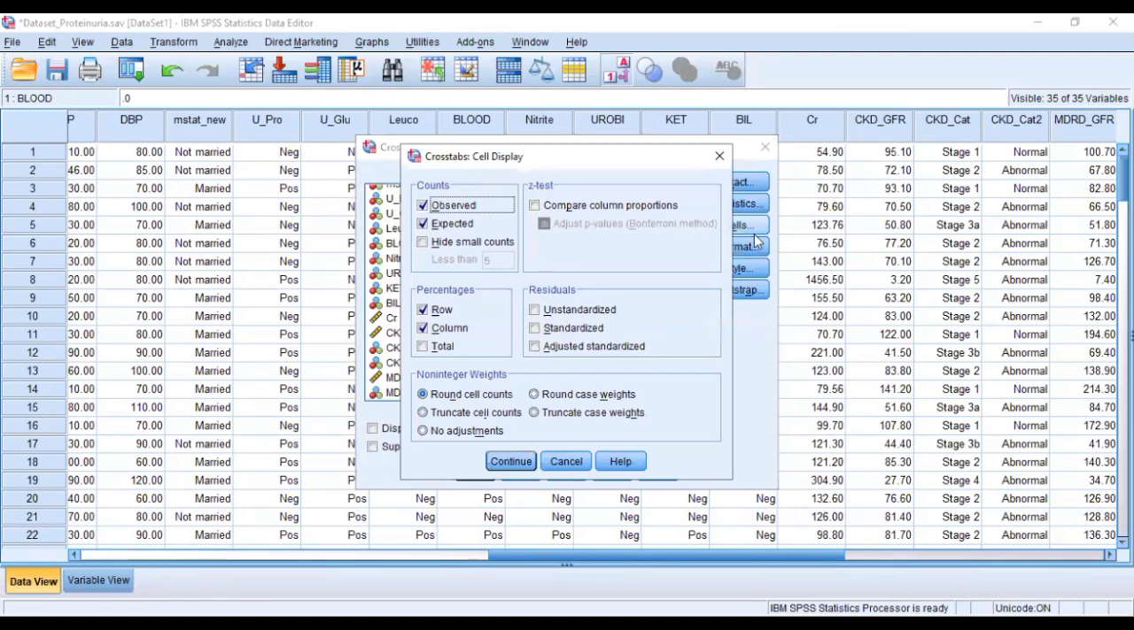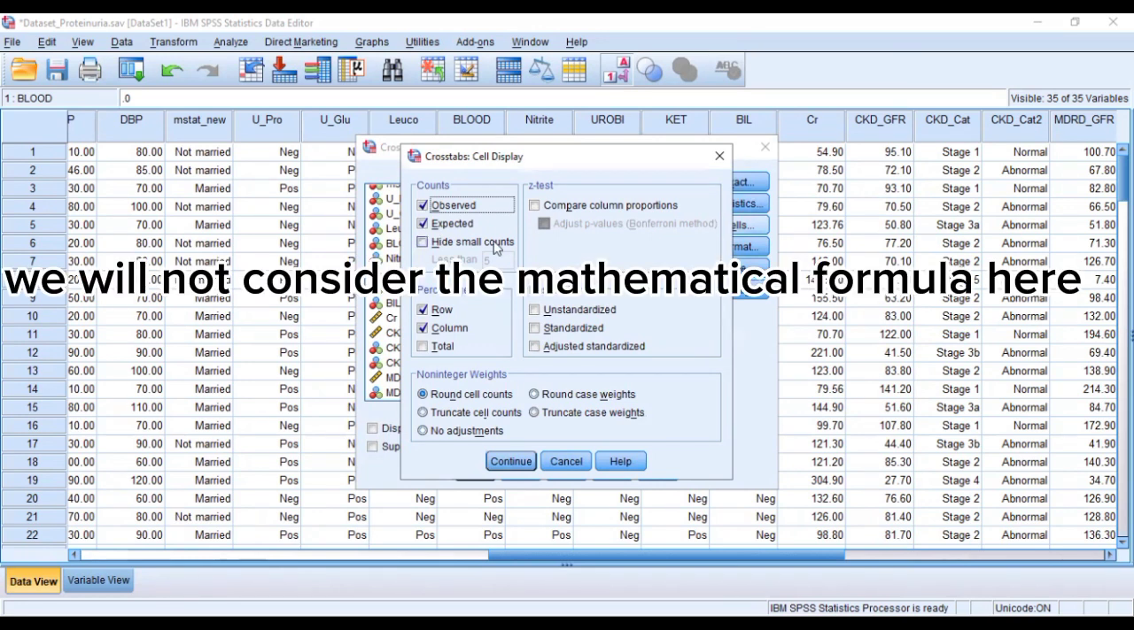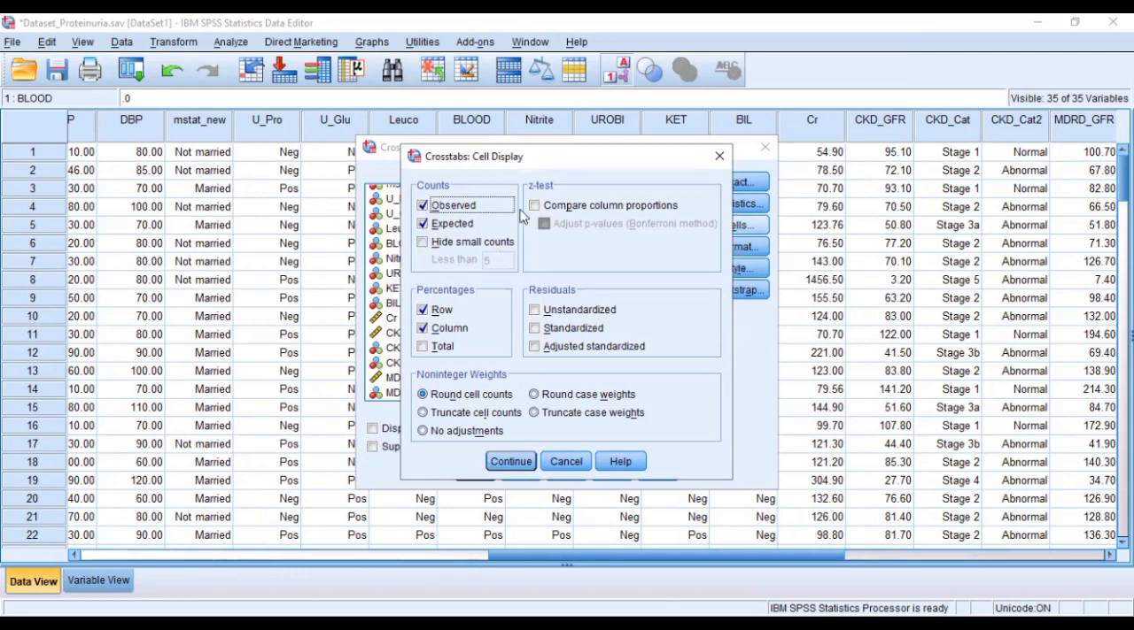Then you can press the cells and check the observed and expected counts, as well as the row and the column percentages. Now, there's a reason for which you need to know the expected. When you look at the mathematical formula or basis for the chi-square analysis, you realize that there are some complicated calculations from expected minus observed. So there's the need for us to use this expected.